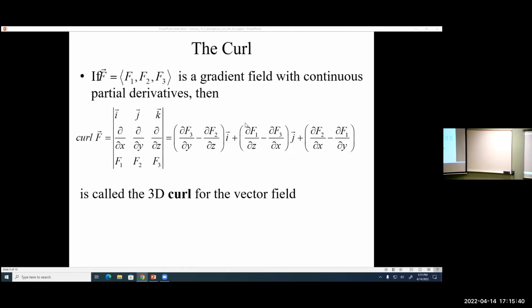One of the things I want to point out here, notice the curl actually comes out to be a vector, right? In 3D. So that means it has magnitude and direction. So the magnitude is basically the speed of rotation. Nothing crazy going on there. But that means it also has direction.